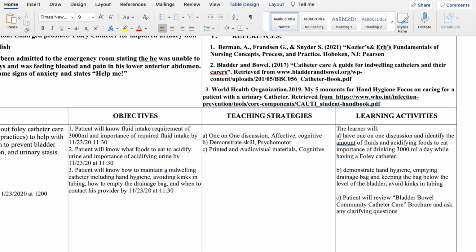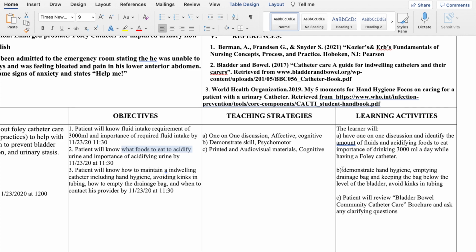And so I put the learner will have one-on-one discussion and identify the amount of fluids and acidifying foods to eat, importance of drinking 3,000 milliliters a day while having a Foley catheter. So this includes the one-on-one discussion, which is the teaching strategy I have here. And then it also includes the fluid intake requirement and also what foods to eat. The learning activities draw in what the actual patient will do.